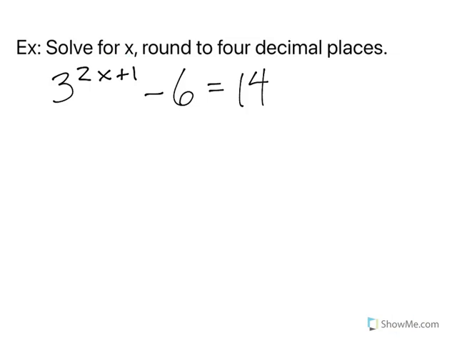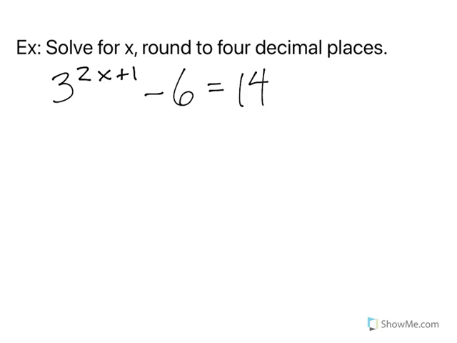3 to the 2x plus 1 minus 6 equals 14. By the way, I'm going to do 4 examples. At any point in time, if you feel like you understand, go ahead and stop the video and move on. But if you need more examples, I'm going to do plenty because sometimes more helps.